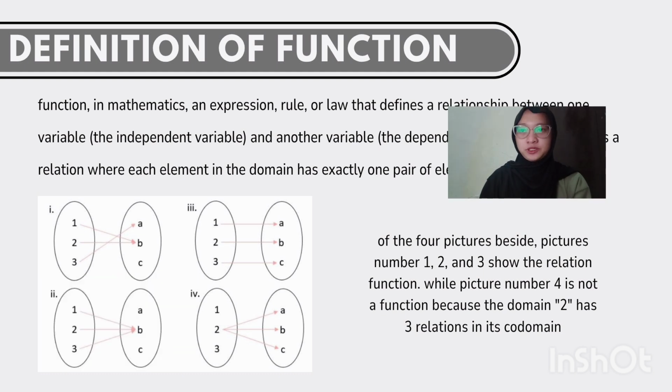Of the four pictures beside, pictures number 1, 2, and 3 show a relation that is a function, while picture number 4 is not a function because the domain element 2 has 3 relations in its codomain.